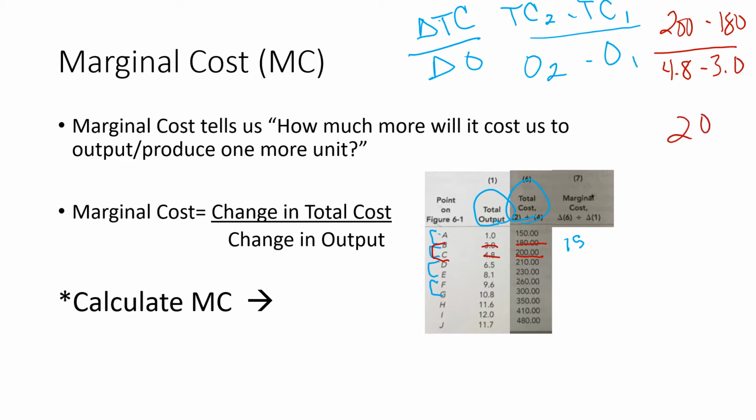200 minus 180 is 20, 4.8 minus 3.0 is 1.8. 20 divided by 1.8 is 11.1. So our marginal cost from B to C is going to be $11.10. So it gets a little bit cheaper to produce 1 more unit when we're going from B to C than it was from A to B.